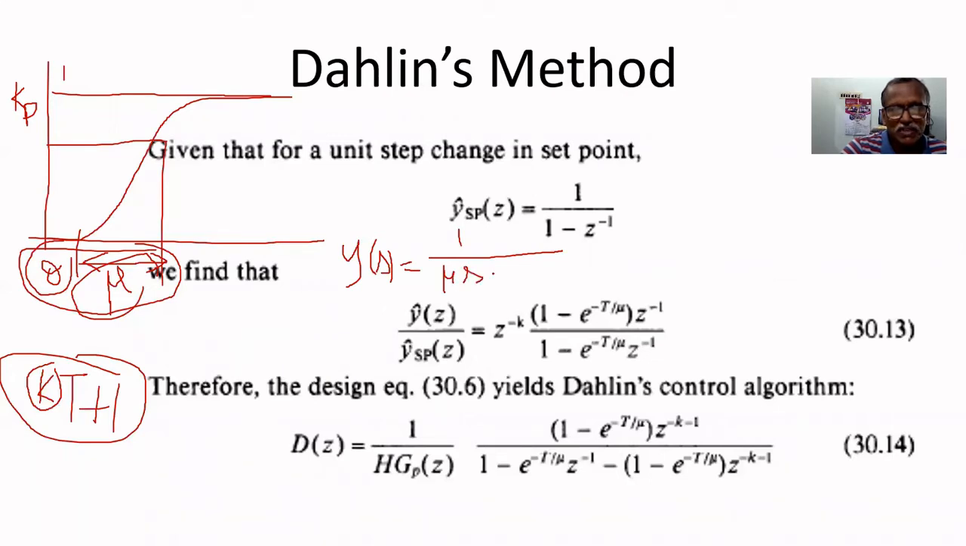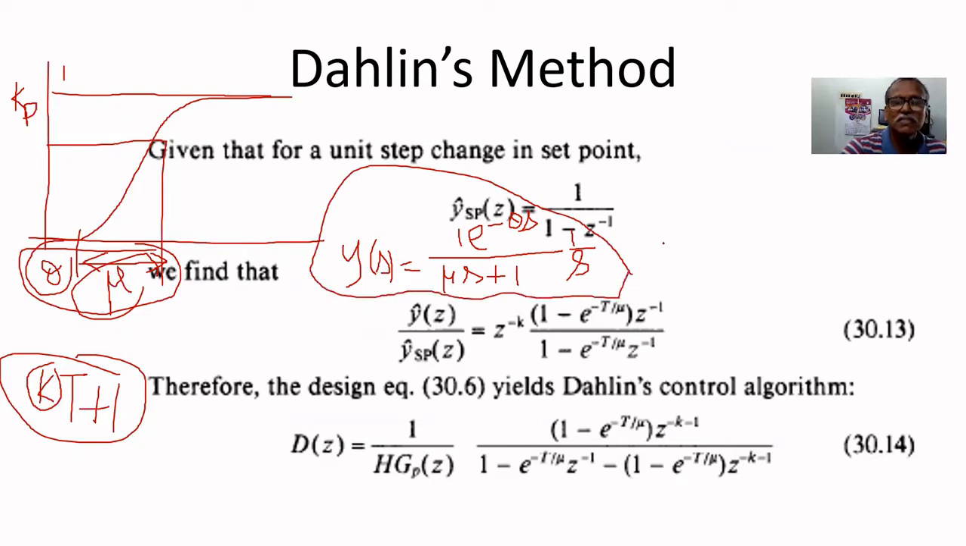Mu s plus 1. That is the assumed time constant, a design parameter. Gain is unity, e power minus theta s is the dead time, multiplied by 1 by s, because we are considering the step response, 1 by s. So this is the response of the system in the Laplace domain. From this, we got this.